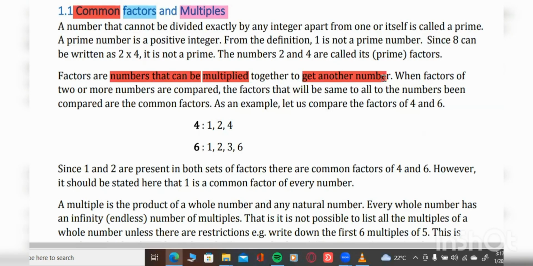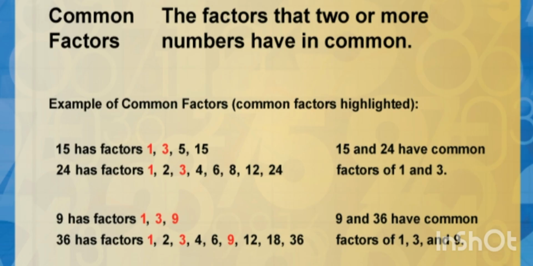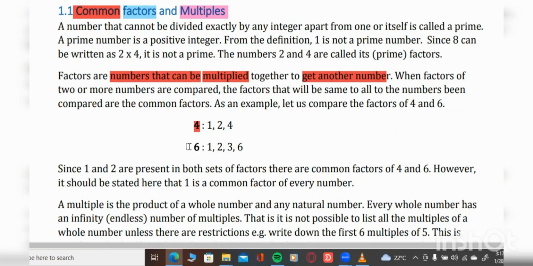So when the factors of 2 or more numbers are compared, the factors that are the same to all the numbers being compared are the common factors. For example, we are comparing two numbers. We are comparing 4 and 6.